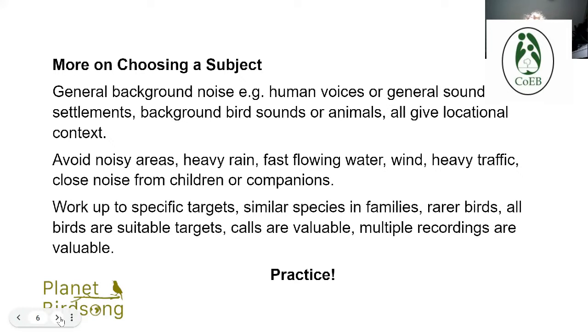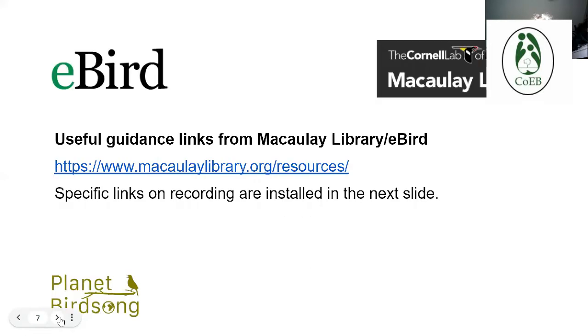Another one is close noise from children. They might be running around curious about what you're doing. Similarly, companions, everybody needs to be quiet. So move away from children and ask companions to be quiet. And then you can work up to specific targets, family groups, rarer birds. All birds are suitable targets. Calls are really valuable and multiple recordings are valuable too.